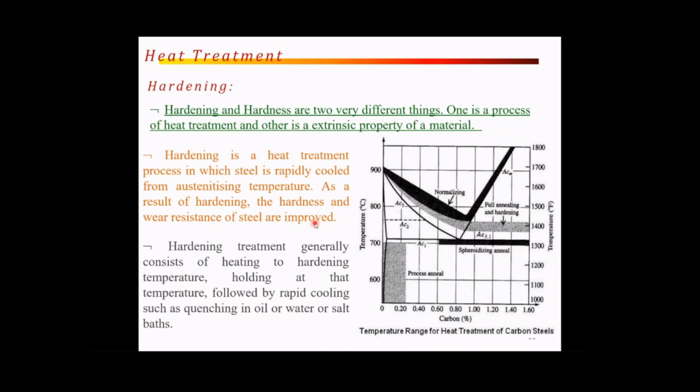The difference between annealing and hardening is that in the annealing process, the metals will be heated and cooled inside the furnace or in the open atmosphere. But in the hardening process, after heating the metal, the cooling will be done by quenching in oil or water or salt baths. So that is the difference between annealing and hardening.